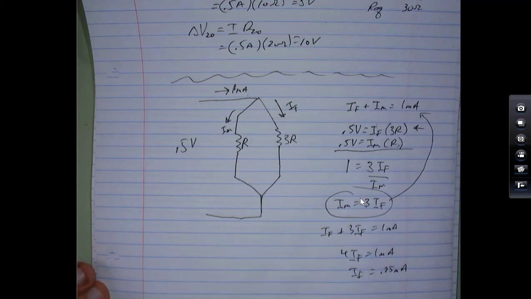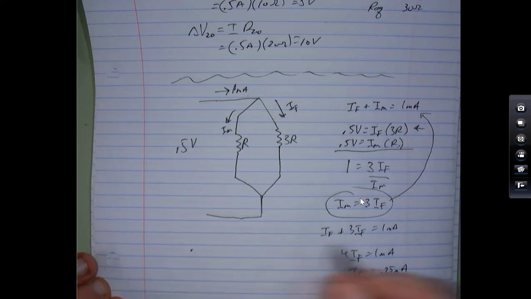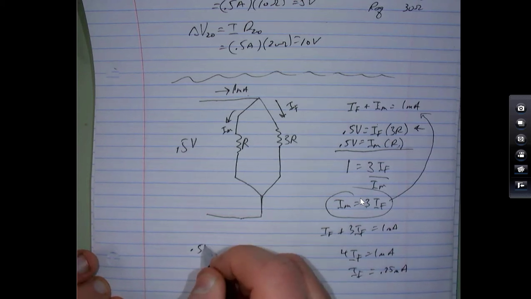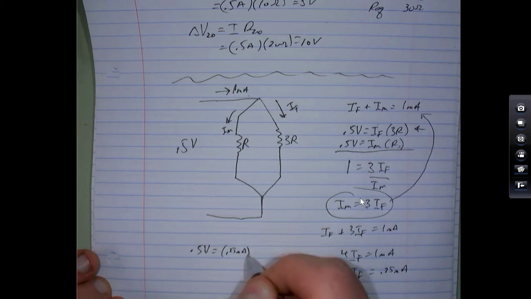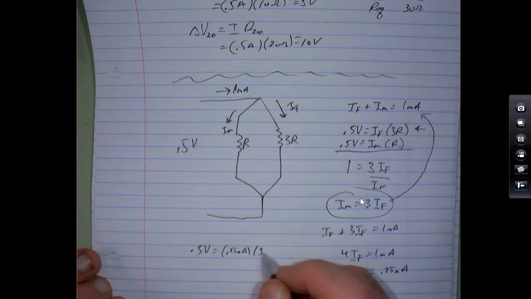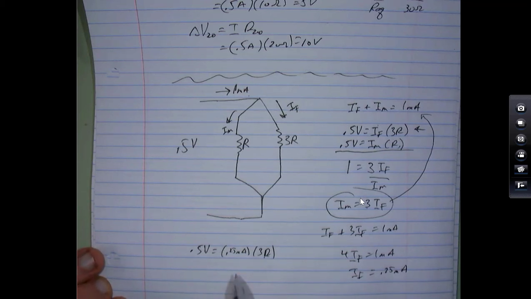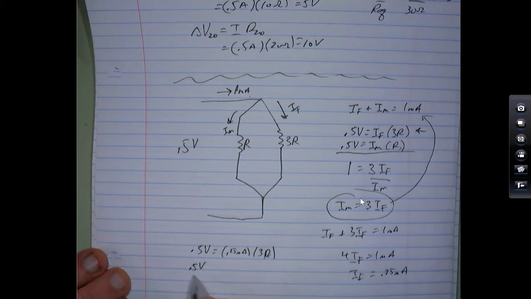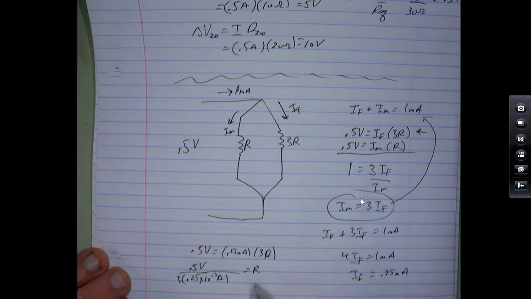Okay, and then once you have I fat, now we can figure out how much this resistance is, because going back to this equation, 0.5 volts is equal to I fat, which is 0.25 milliamps, times 3R. And then the only thing I don't know is R. Okay, so I'll have to do a little bit of math here. 0.5 divided by 0.25 times 10 to the minus 3 amps, and then I still have this factor of 3 here, and that'll give me the resistance.